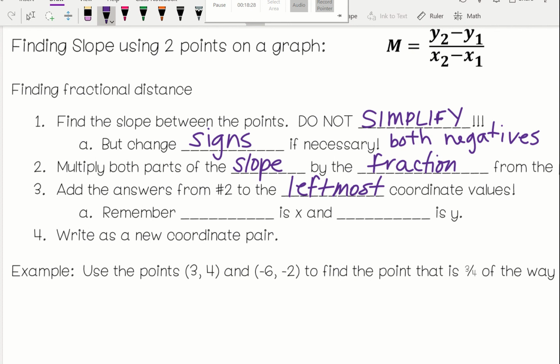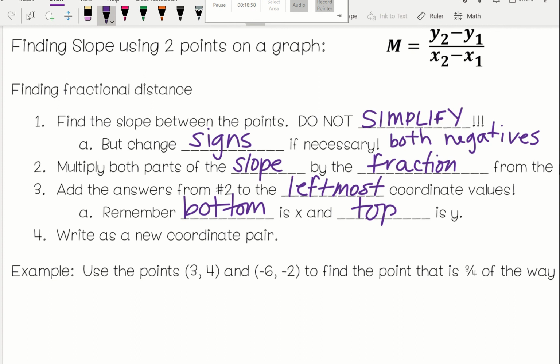The leftmost coordinate values. Remember on slope, I left the slope formula where you can see it up here too. Is the top or the bottom the x? Bottom. Bottom is x, which means top is y. And then the last step, which is not even really a step, is just write it as a new coordinate pair.